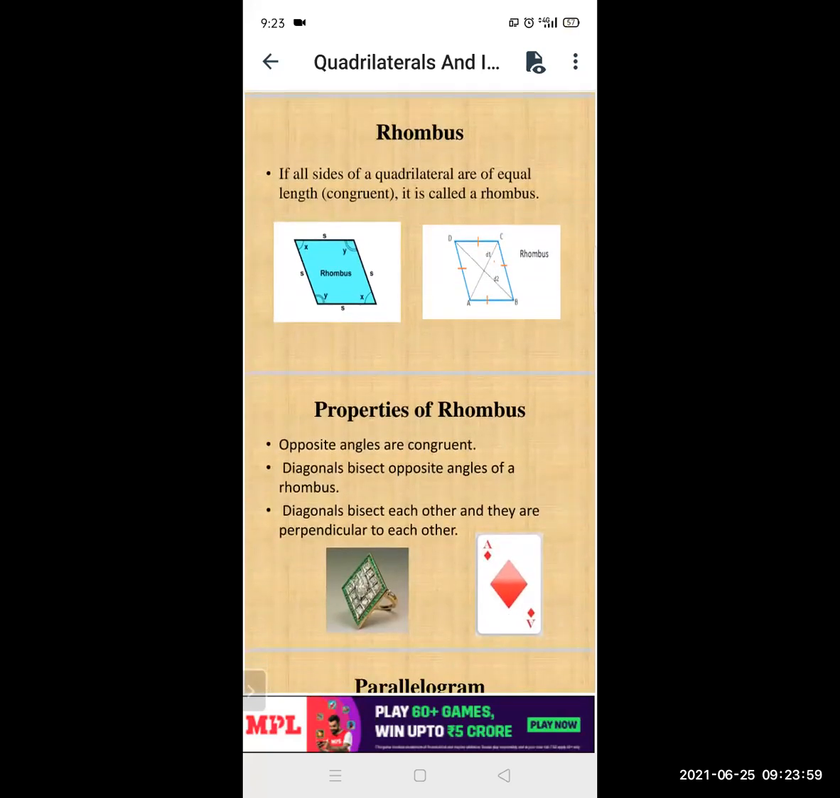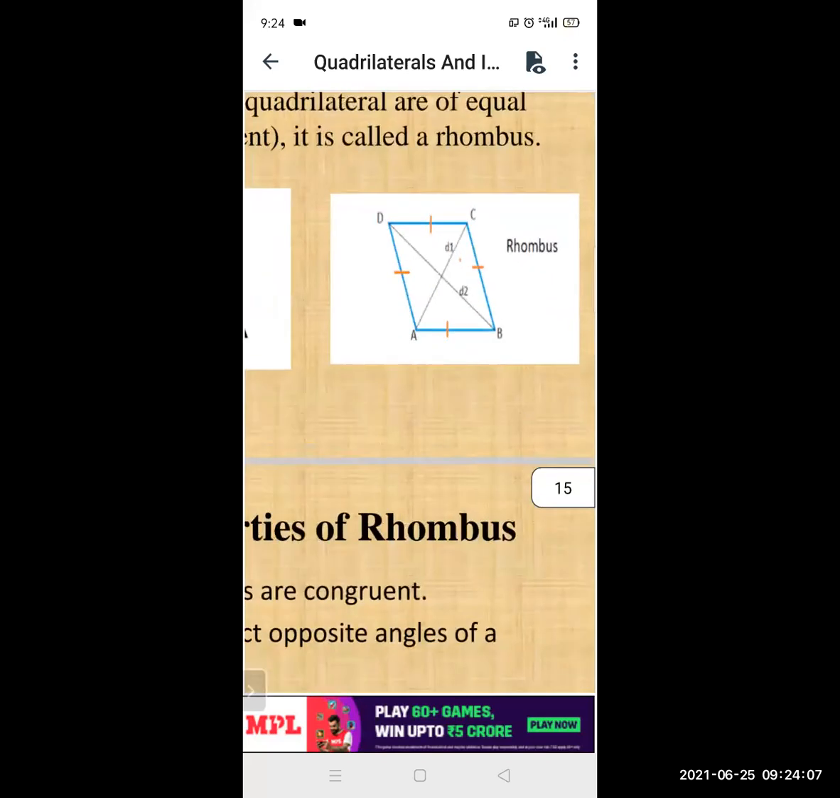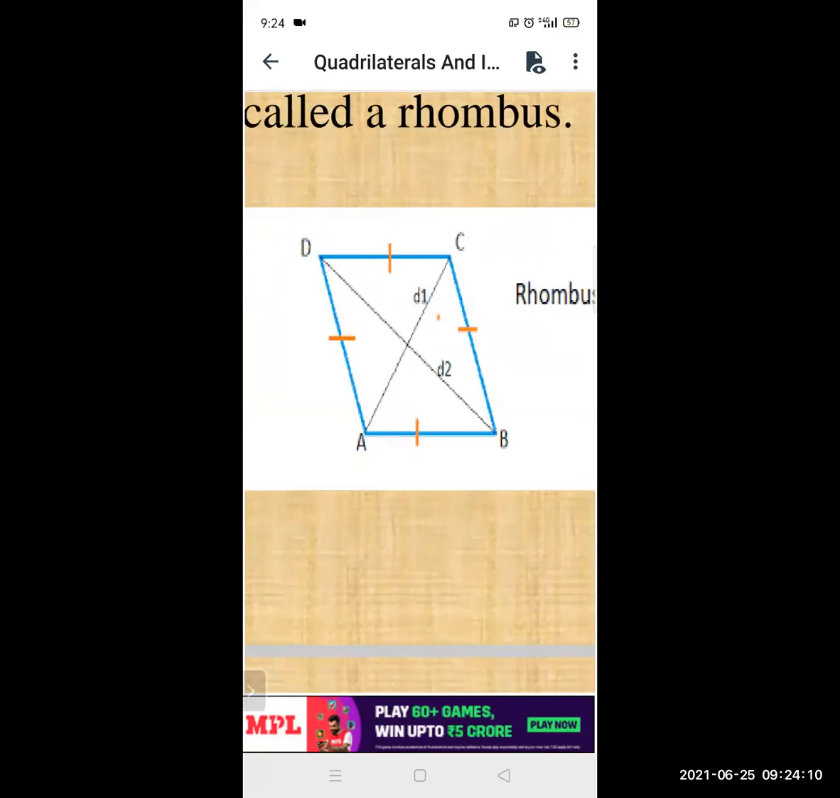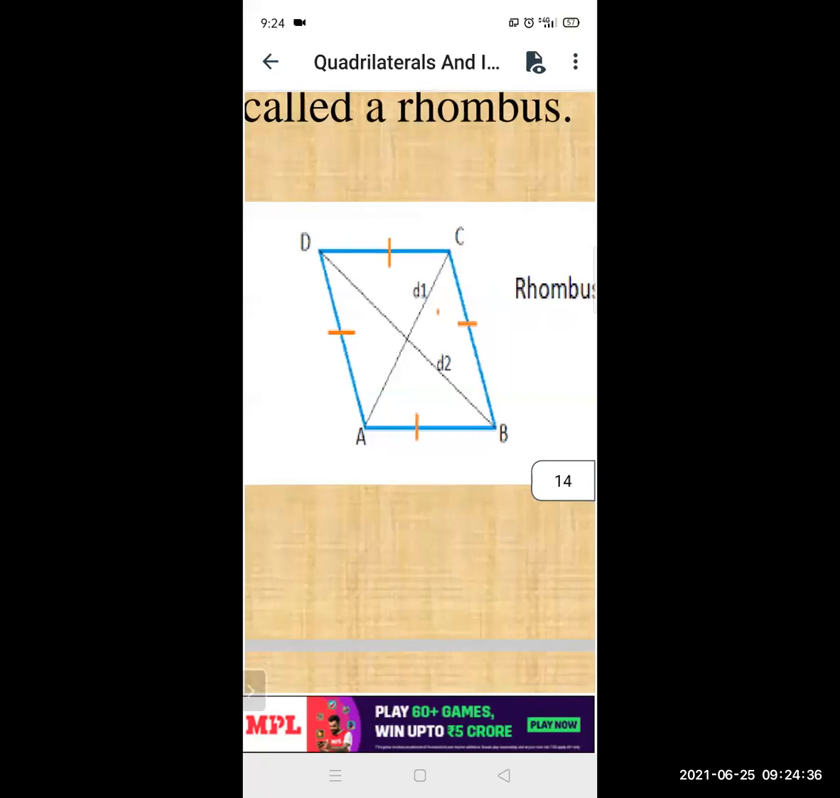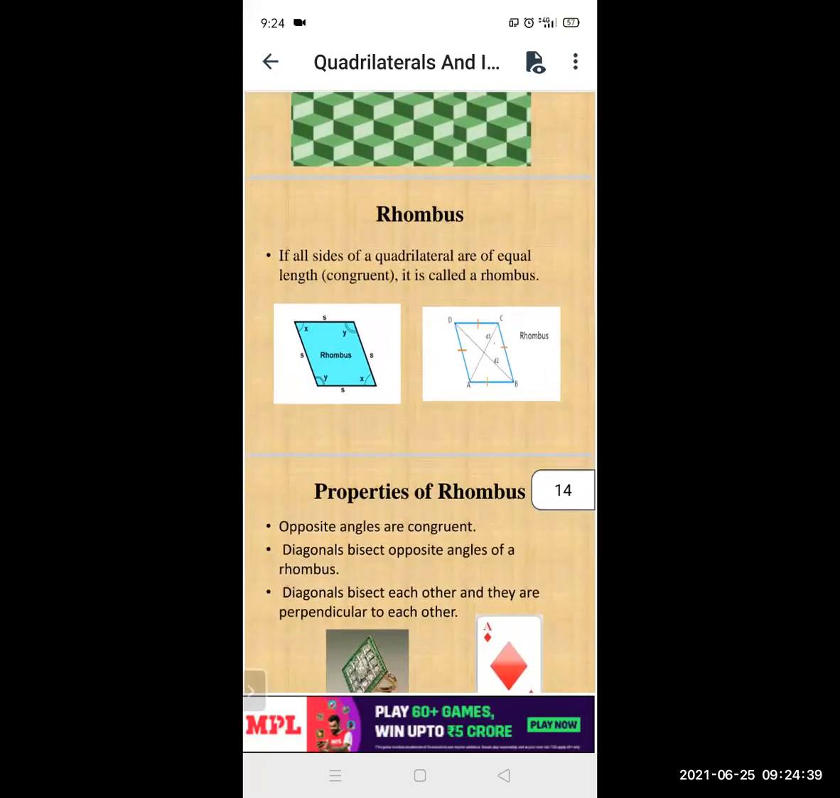And the third one: diagonals bisect each other and they are perpendicular to each other. Again, the same thing. In a square we have seen it is perpendicular, and now in a rhombus also it is perpendicular. Meaning the angle between the two diagonals at the point of intersection at the center is 90 degrees, that is, perpendicular to each other. So this is the property of a rhombus.